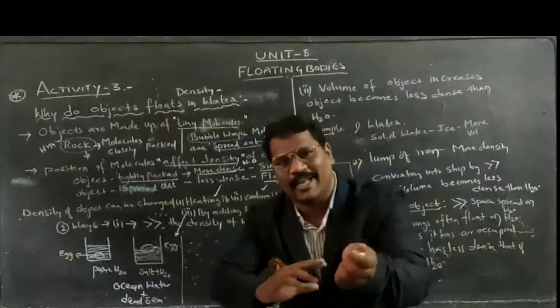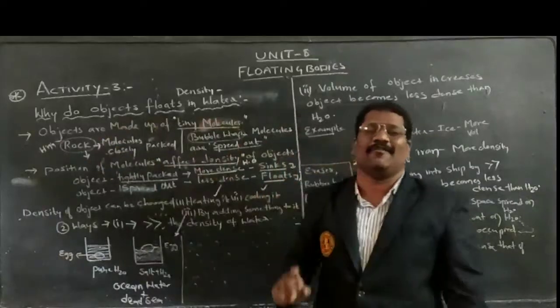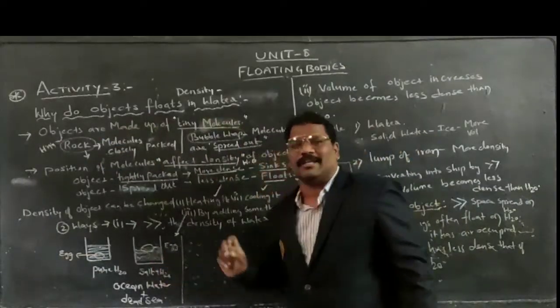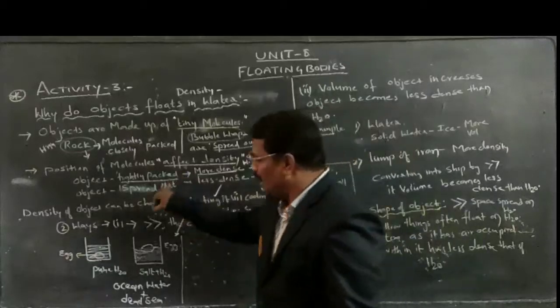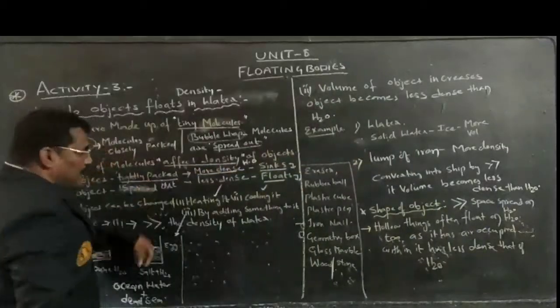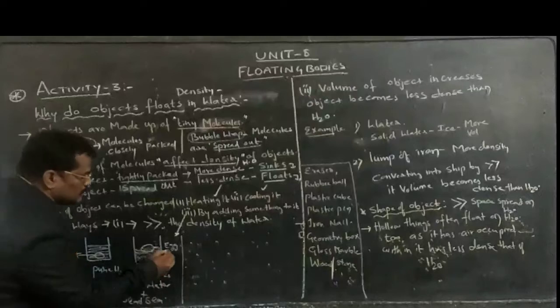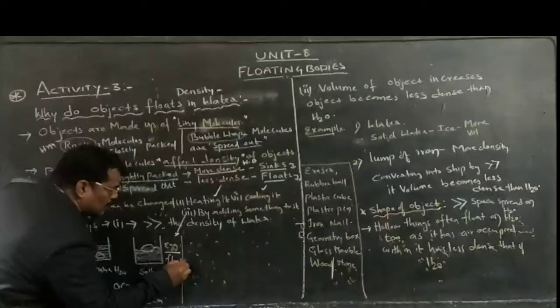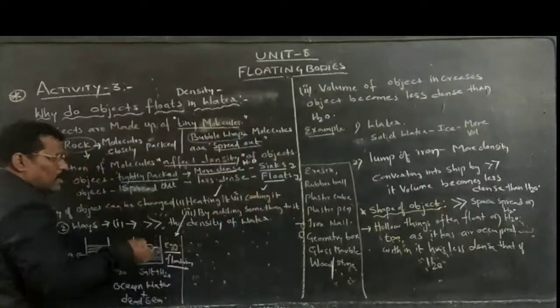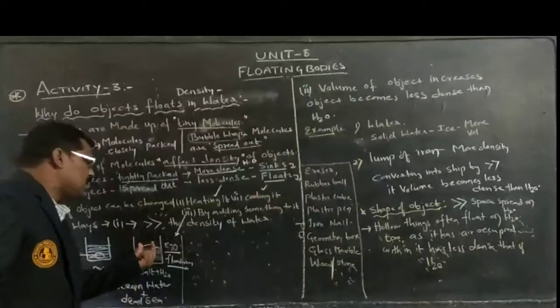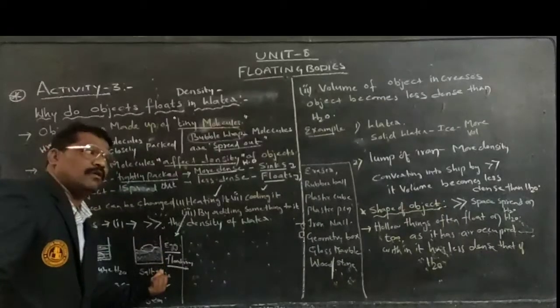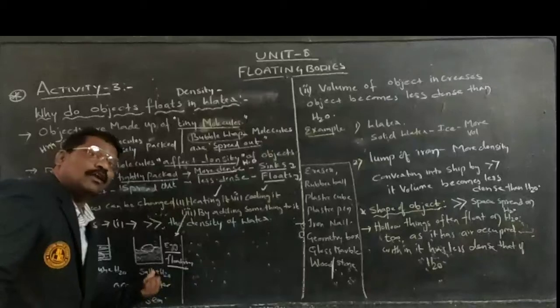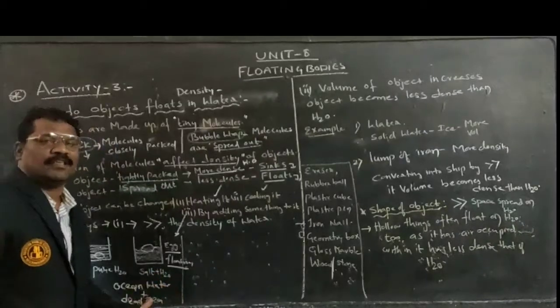Therefore, there will be variation in the density of water with salt itself. Due to that reason, if I drop an egg into this particular water, the egg will be floating on the surface. It will be floating on the water. Why? It means it has become less dense compared to the water with salt.